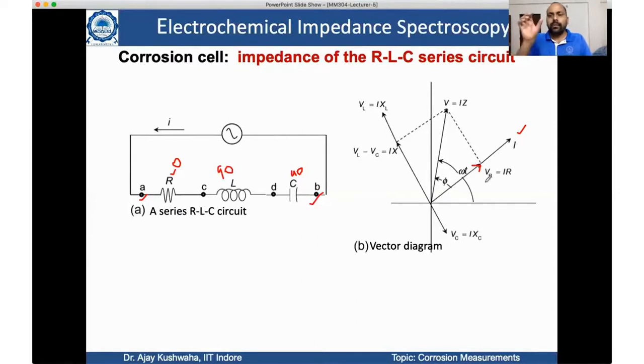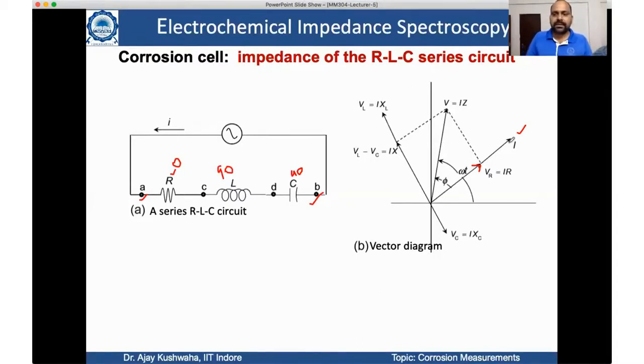So the voltage due to the resistance, I can say the voltage difference across the terminal A and B due to the resistance, let's say the resistance only, can be written as VR is equal to IR, and it can be represented within the same line. But we also have the capacitance.